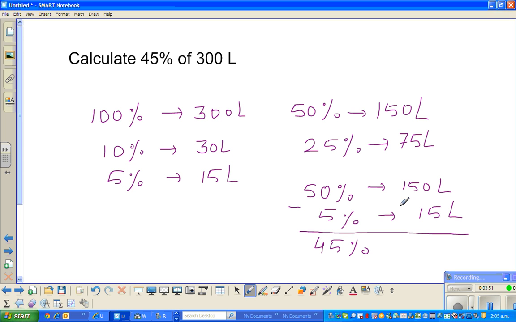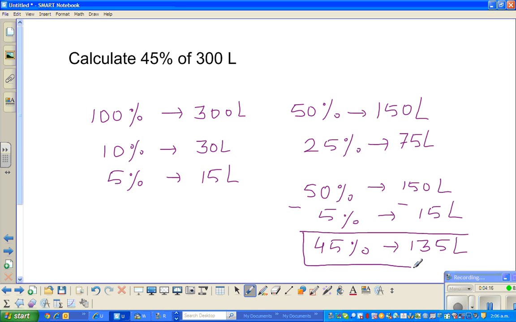So if I take away here, I have to take away here, which is 150 take away 15. I don't know how to do that off my head, so I go 150 take away 10 is 140, and then you have to take away this 5, which is 135 liters. Okay, so this is one way.